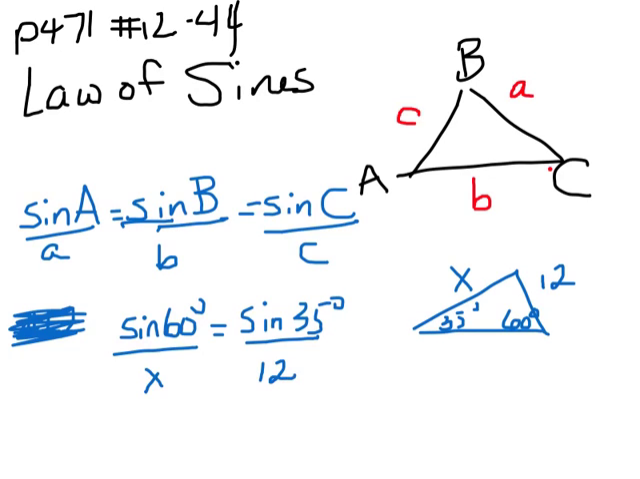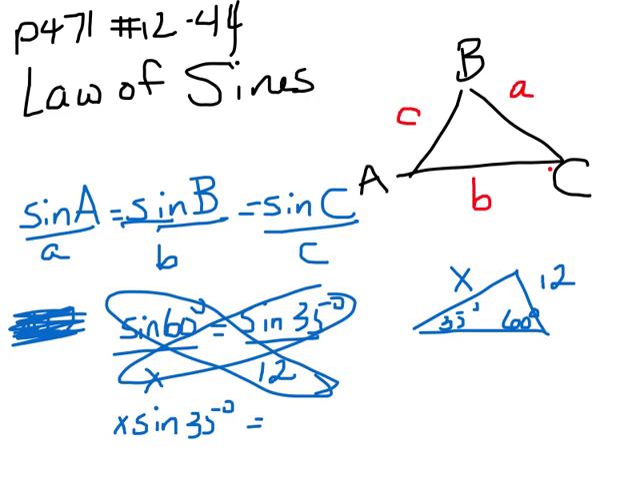So if I want to do this in my calculator, I could cross multiply. I could use my calculator. I'm going to have to here. I could cross multiply. I would have x times sine of 35 degrees is equal to 12 times sine of 60 degrees. And if I want to solve for x, what am I going to do with that sine 35 to get rid of it? What do y'all think? I could divide both sides by sine 35.